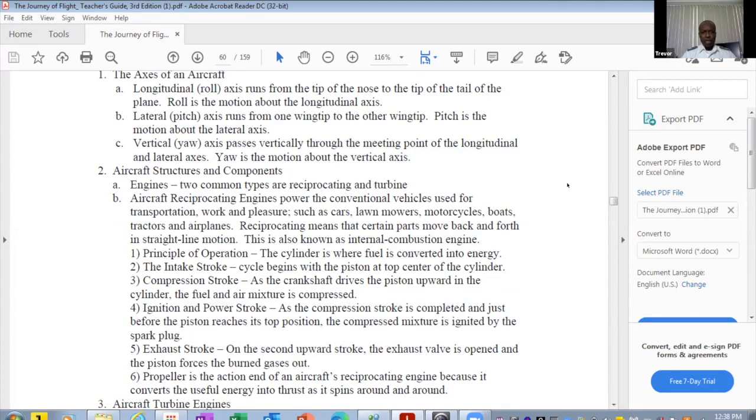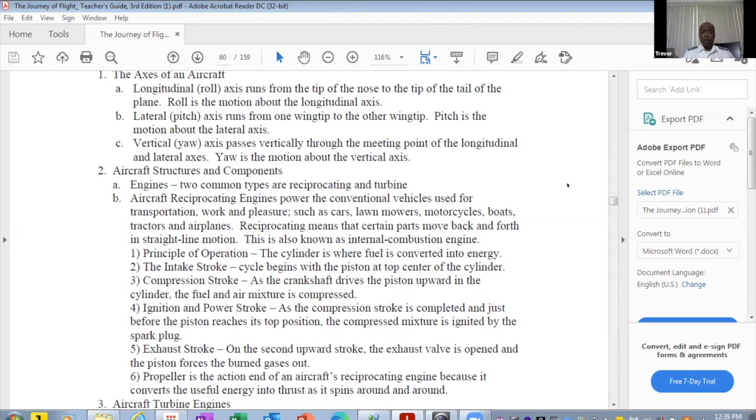Now the reciprocating engine is the more conventional type of engine. Those engines are used on Cessnas, smaller aircraft, Pipers, Beechcraft, and they are also used for transportation, work and pleasure, such as cars. The car engine is a reciprocating engine, as are lawnmowers, motorcycles, boats, etc. Reciprocating means that certain parts move back and forth. Inside that engine you have pistons, crankshaft, rods, rocker arms, and they all move. They all move in motion based on the combustion that takes place inside the engine.